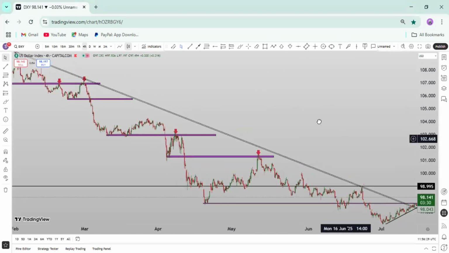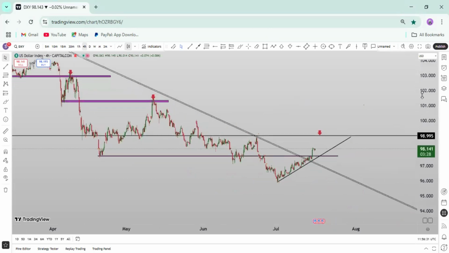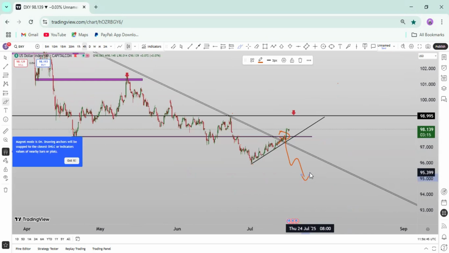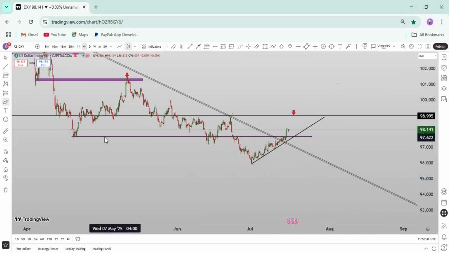I think last week I did some analysis on DXY, and we were expecting to see a little push up of DXY to this area before breaking and going to the downside. But the market decided to break this area. This was our support area, which has now turned resistance. But now the market has broken it, and I think it's heading to this area.